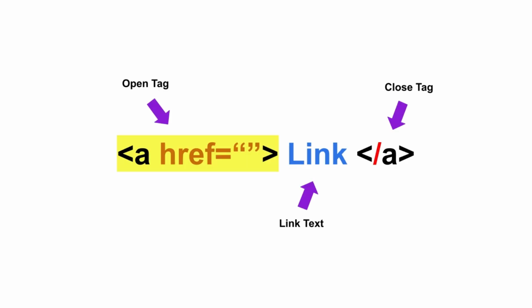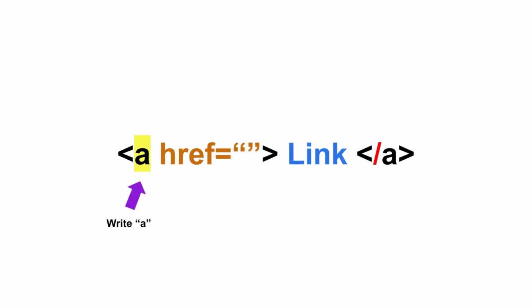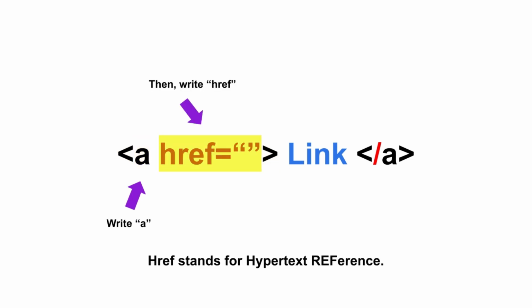We must write our open tag first. Inside a set of angle brackets, write the letter A lowercase. Then write href, short for hypertext reference, followed by an equal sign and a set of quotes. Inside the quotes is where we will write our URL address.